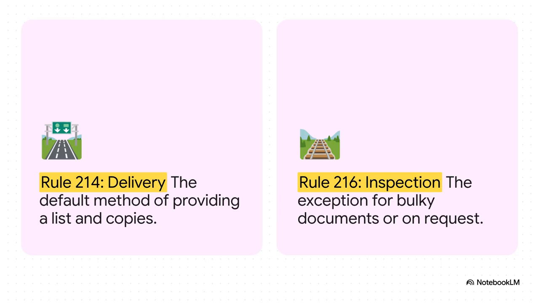So, the UCPR gives you two main ways to go. Think of it like a fork in the road. Path 1, that's Rule 214, is kind of like the main highway. It's the default. You give them a list, then you give them copies. Simple. Path 2, under Rule 216, that's the scenic route. It's the exception you only take when things get complicated, like letting them come to you to inspect the documents. Knowing which path to choose, and when, is absolutely fundamental.